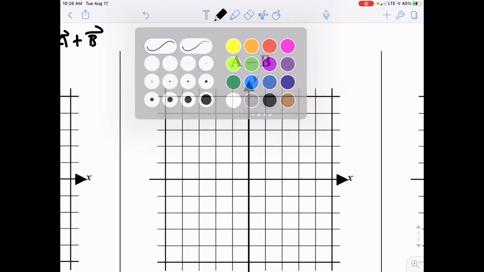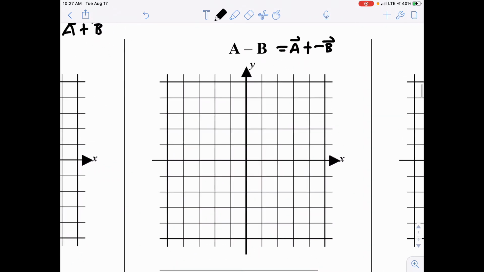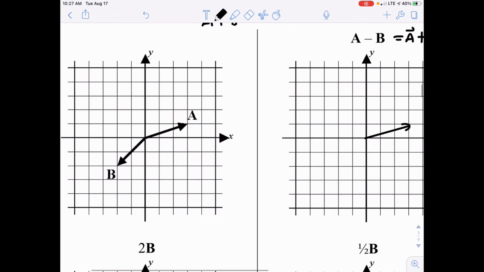So what about A minus B? Well, A minus B, guys, is just going to be A plus a negative B. So how do we do that? Well, A is going in this direction here, so let's draw A. Now, B goes in this direction here.